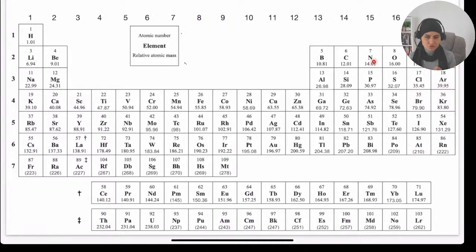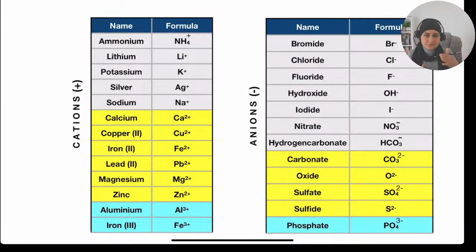For example, nitrogen would form 3 minus because it has 5 valence electrons, so it needs 3 to make an 8. Okay, I hope that's fine. But again, if you don't like this method, just memorize them from the table.